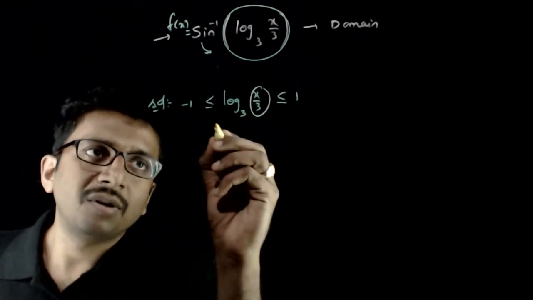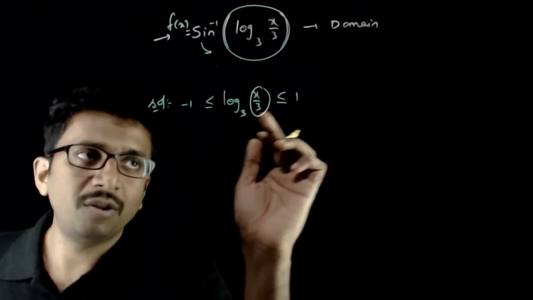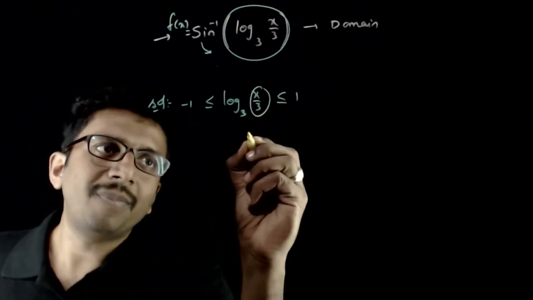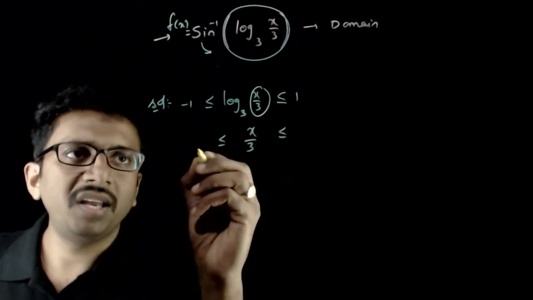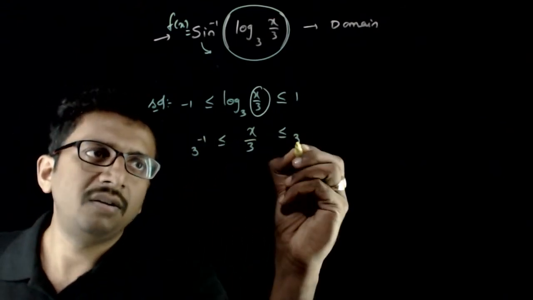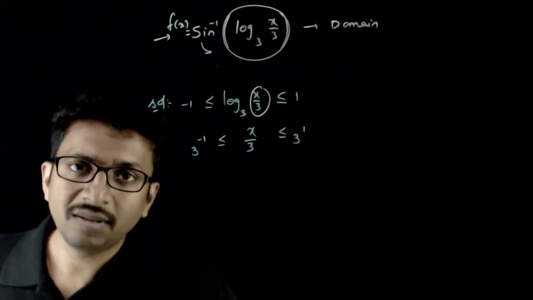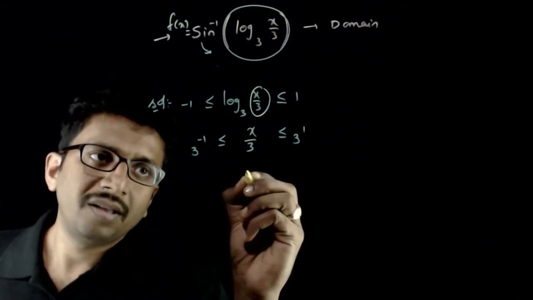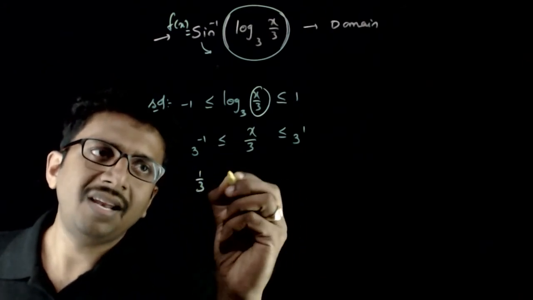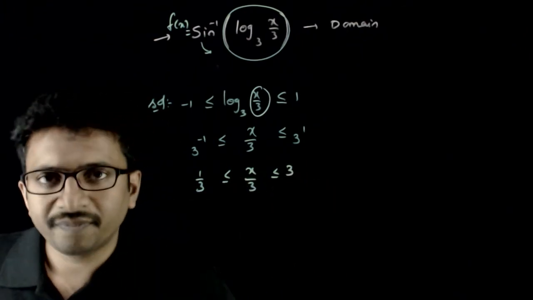Now for this expression to be in between minus 1 and plus 1, what should we take care about x by 3? If minus 1 is less than or equal to log x by 3 to the base 3, less than or equal to 1, this implies x by 3 should be in between 3 power minus 1 to 3 power plus 1, right? 3 power minus 1 to 3 power plus 1. So this implies 1 by 3 is less than or equal to x by 3, less than or equal to 3.